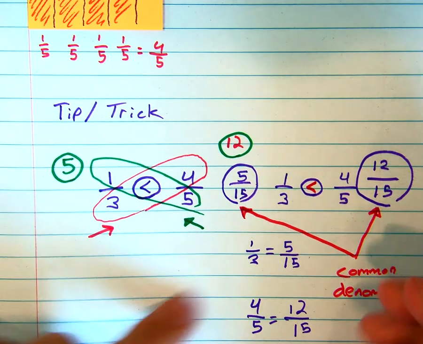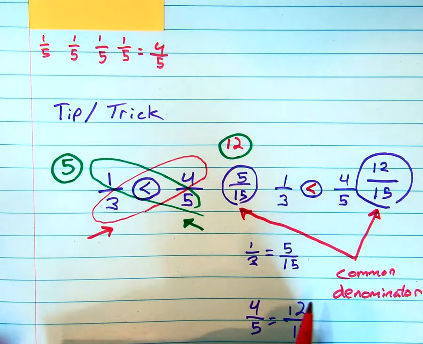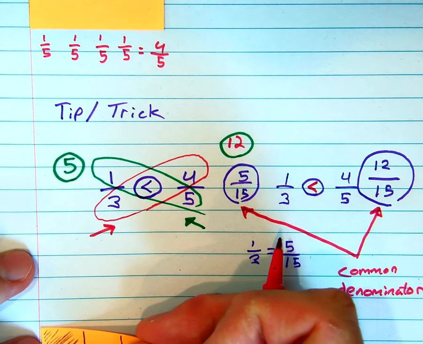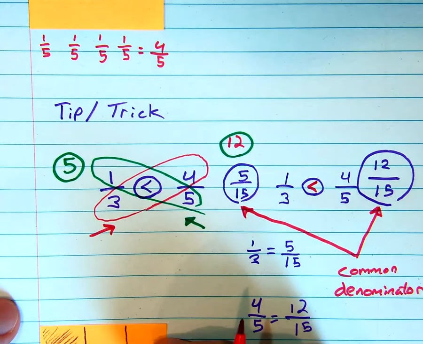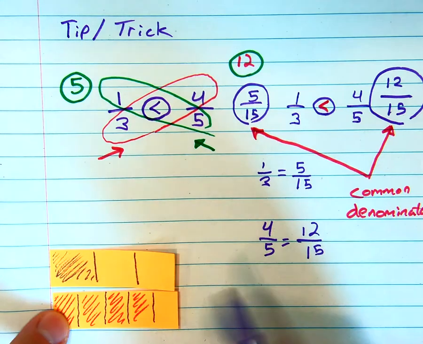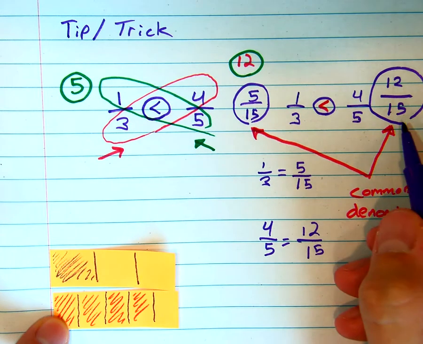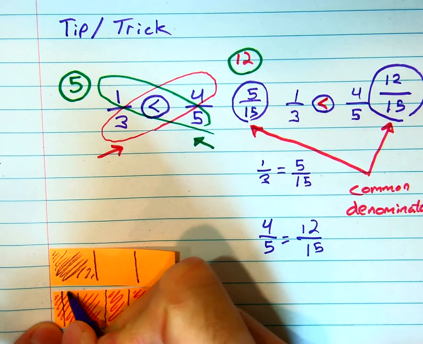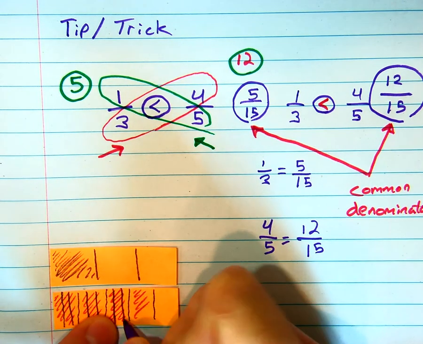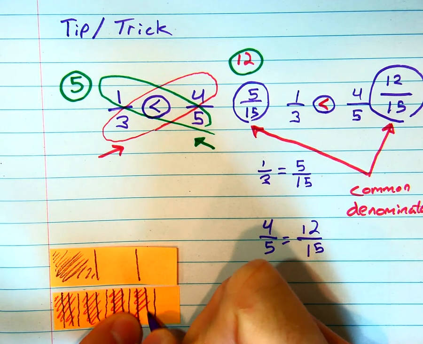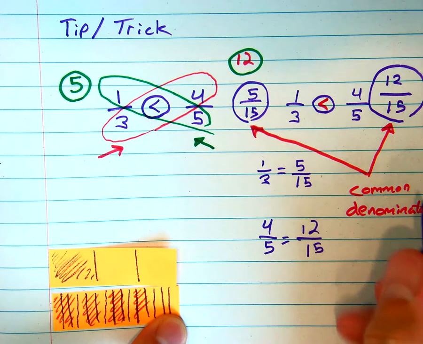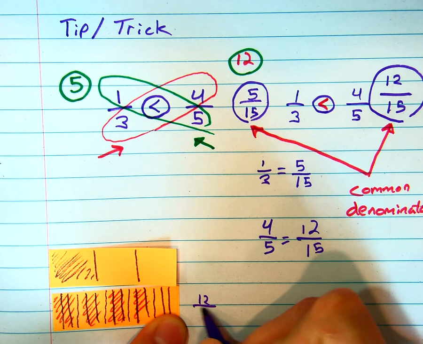So if I'm going to grab my strips and bring them back down. So 1/3. What we're actually doing is I have 5 pieces. I'm going to cut each one of these pieces into 3 parts. 1, 2, 3. 1, 2, 3. 1, 2, 3. So we have 15 parts now. So what is shaded is 12/15.